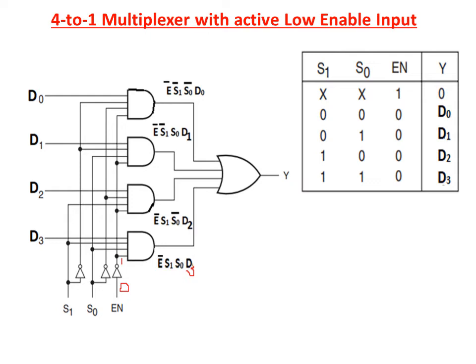Similarly for S0, the uncomplemented S0 we can obtain from here, and the complemented S0 is obtained from this position. And D0, D1, D2, D3 are the 4 inputs, and we are giving all the 4 AND gate outputs to the input of the 4 input OR gate. We will get the final expression at this position. This is the logic diagram representation of the 4 to 1 multiplexer.